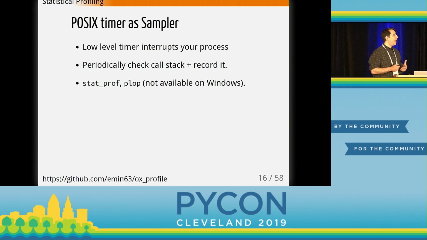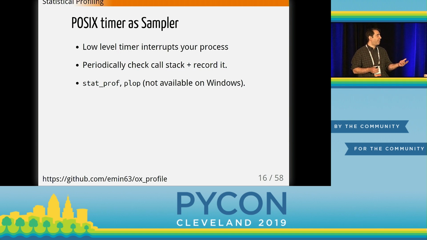Okay, so how do we implement this sampler? There's a couple different ways, and there's packages for each approach. So one thing you could do is use the POSIX timer. So the POSIX timer is a low-level timer. You can set it to wake up and interrupt your process. And when you get that interrupt, you can check the call stack, see what the call stack is doing, what function is executing, and keep track of things like that. A couple of programs that use this are StatProf and Plop.